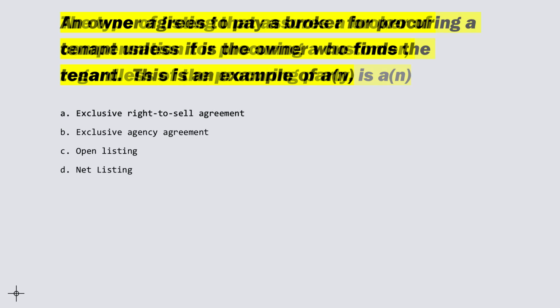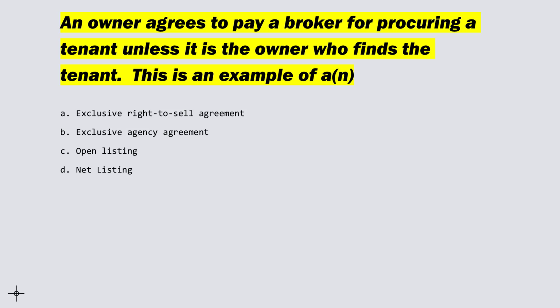Question number 2. An owner agrees to pay a broker for procuring a tenant unless it is the owner who finds the tenant. This is an example of A, exclusive right to sell agreement, B, exclusive agency agreement, C, open listing, or D, net listing. And the answer is exclusive agency agreement.